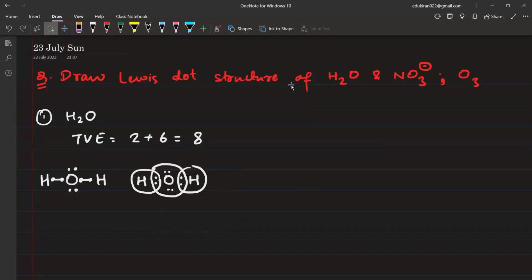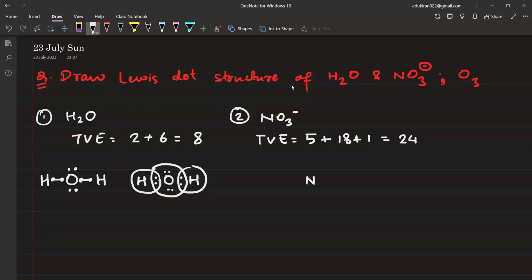Let us see for NO3 negative. Yesterday also, Harsha, you did not count the negative charge here. Okay, just take care of this. NO3 negative. So total valence electron will be equal to how much? Nitrogen has how many valence electron? 5 plus 6 into 3 will be 18, plus one more for the negative charge. So 18 plus 6 will be equal to 24.